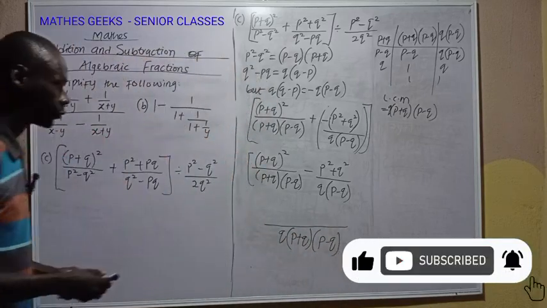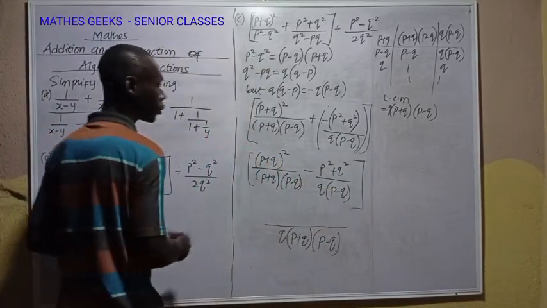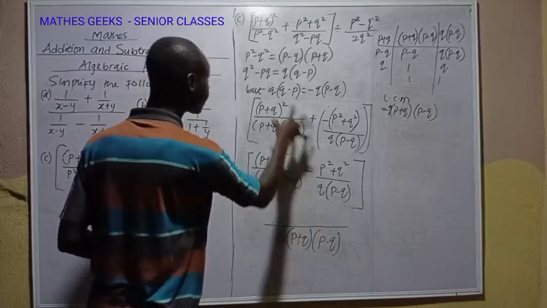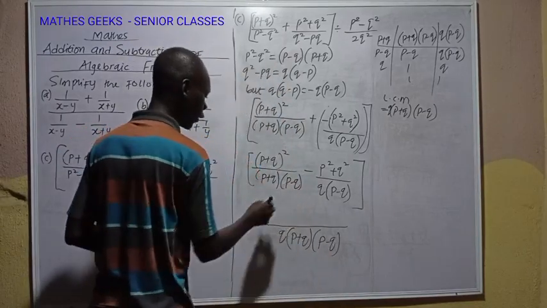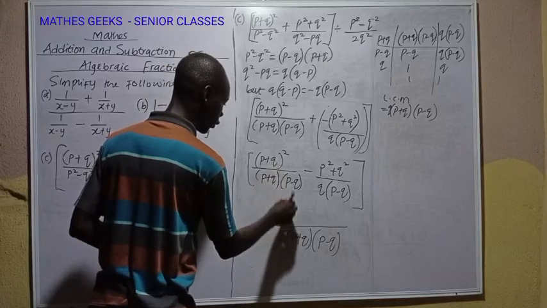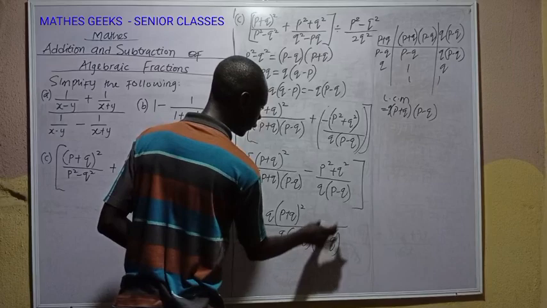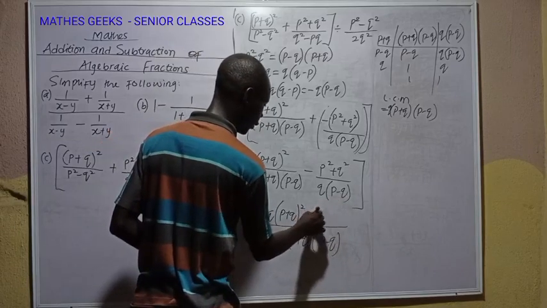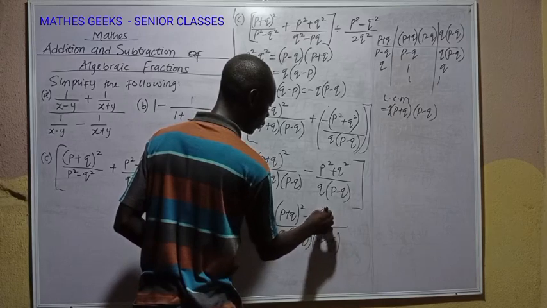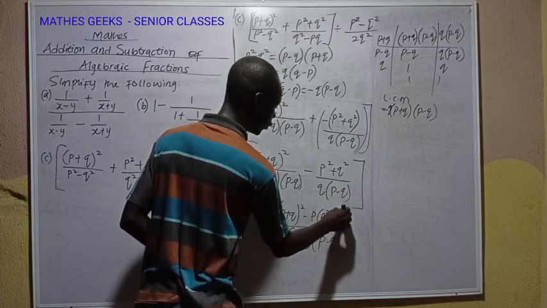So that's the LCM. Furthermore, we proceed with the simplification of the bracket first. This divides this. We're going to have q multiplied by this equals q times p plus q squared. This divides this, which will give us plus minus p squared plus q squared.